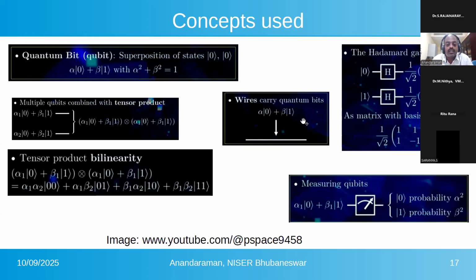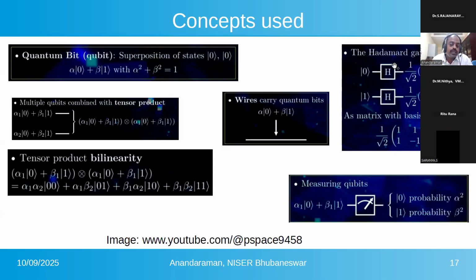And this is the circuit. It carries alpha of Ket0 plus beta of Ket1. Until you measure it, it may be 40% 0, 60% 1, or whatever it is. Till now it is in superposition. Then tensor product bilinearity: alpha 1 Ket0 plus beta 1 Ket1 tensor product, so you can write it like this as a simplification. And then the Hadamard gate.